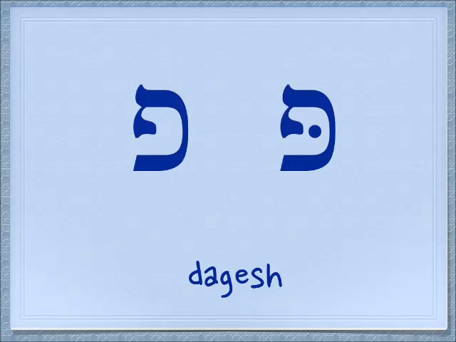So the one on the right with the dot in it is pronounced p, like p. The one on the left is pronounced f, like our f. A dagesh never changes the meaning of a word. It simply is going to change the pronunciation. You can think of the dot inside this letter pe as a little pill. It's a p pill. It stops the air.